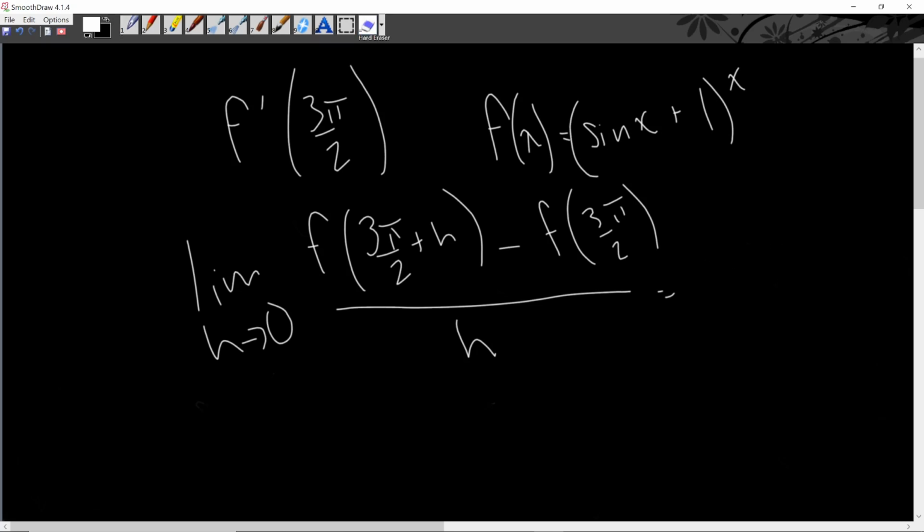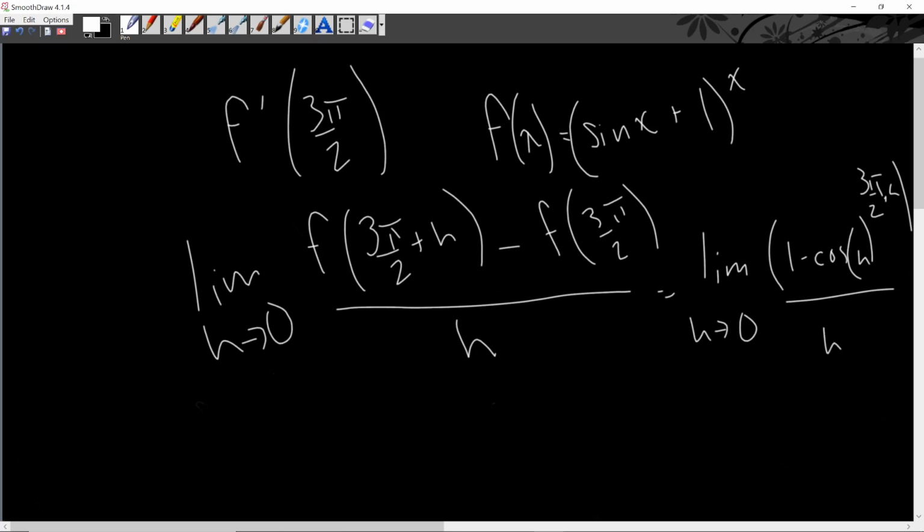So from here, we just plug in our f of x. So we'll have the limit as h approaches 0 of 1 minus cosine h to the 3 pi over 2 plus h, all over h. And now f of 3 pi over 2 is equal to 0. We can do that unit circle real quick. You have negative 1, 0. So if you draw a line with height 0, 1 there, 1 there, radius will always be 1. Opposite over hypotenuse, 0 over 1 will be 0.